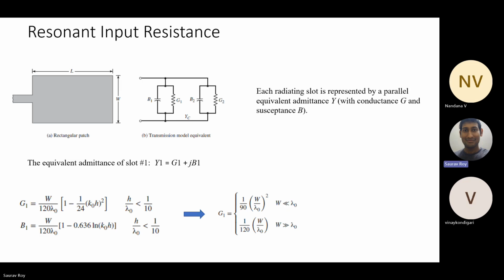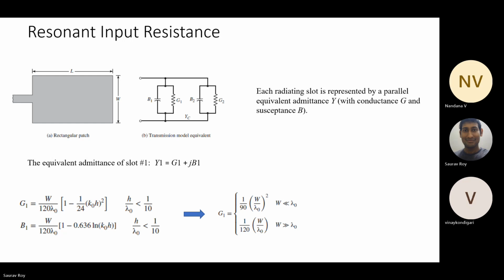Now see what happens. Let's say you are talking about this kind of feed, right, Nandana? Here it shows the feed. So, with all this feeding, what is the important parameter? It is the input resistance, because we want maximum power to be transferred from the feed to the antenna. That's why input resistance is very vital. That is the parameter we should look for.